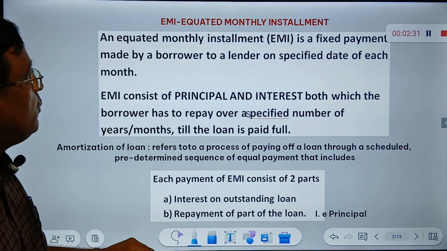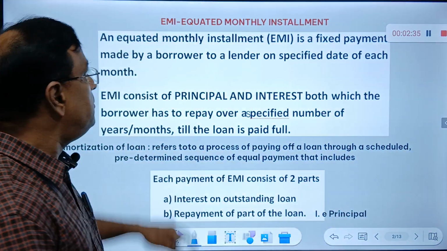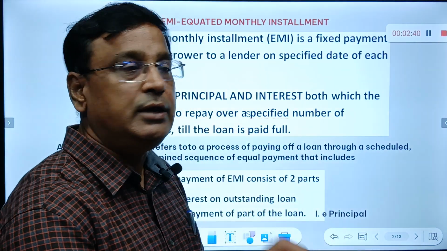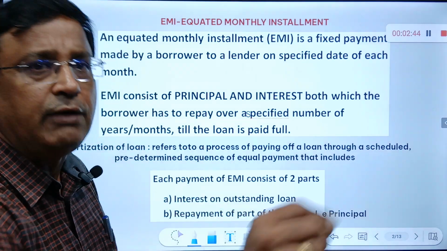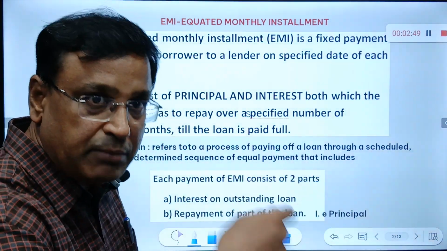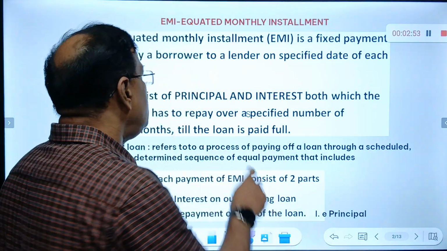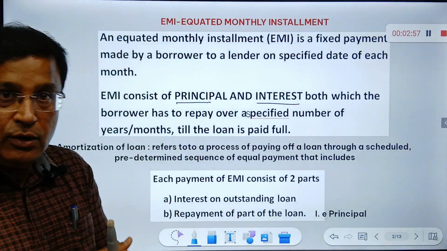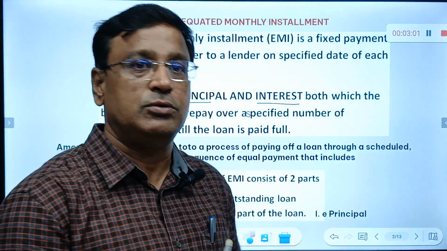See this, an equated monthly installment is a fixed payment made by the borrower to the lender on a specified date of each month. Every month at a specified date I have to repay it. Now that EMI, that money which I am paying every month, consists of two factors. One is the principal, the other one is the interest. So EMI always has inside it the principal amount as well as the interest amount.